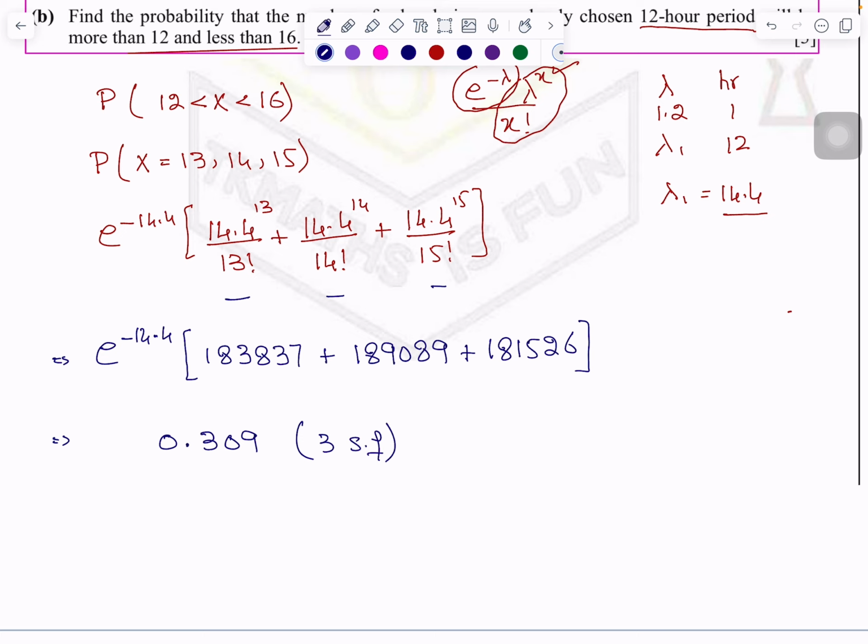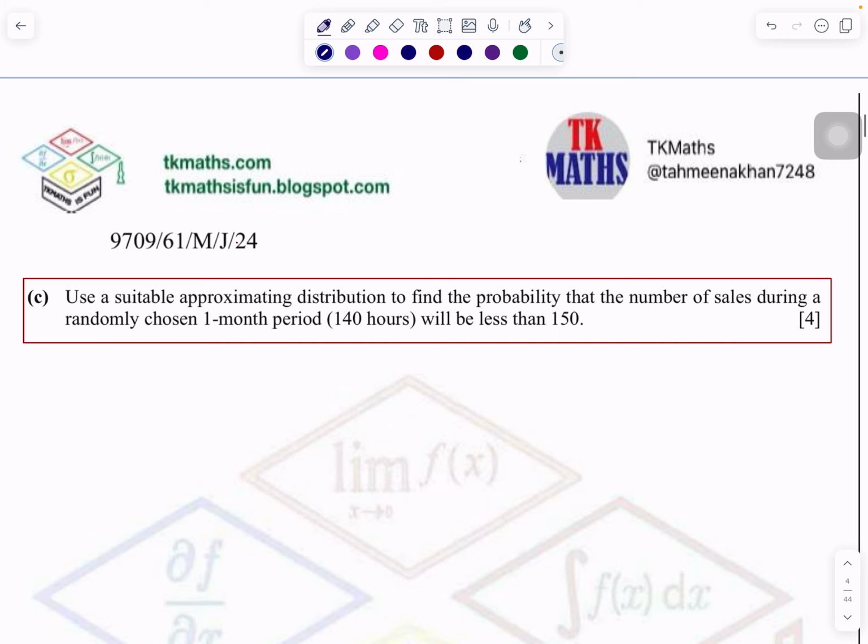So I hope this question is clear, and now we will do part C of it. Now in part C it is saying, using a suitable approximation.